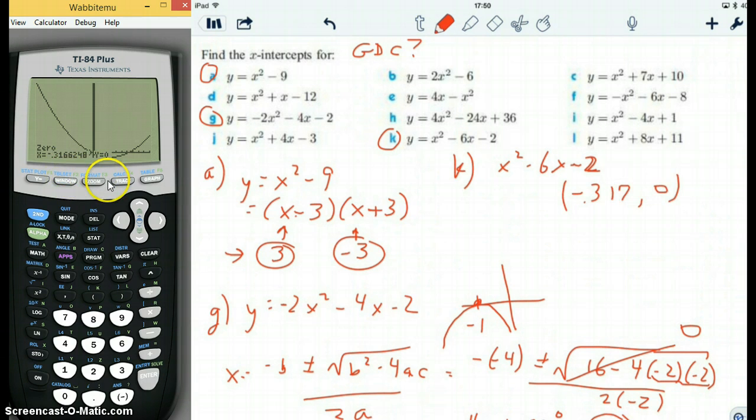And let's see what the other point is. Second calc, 0. And then we'll go a little bit to the left. The other point, we're looking at this point now. Now we go to the right side. There we go, right side. So the right side, the intersect, is 6.32, 0. Okay, so that's the solution for K.